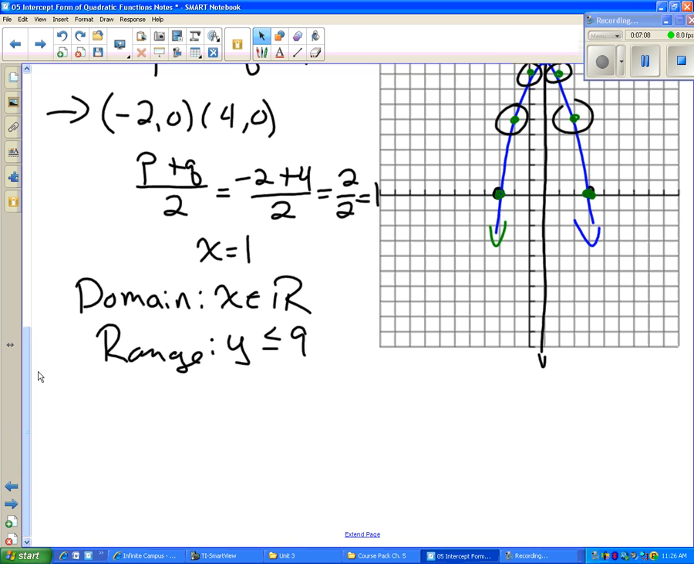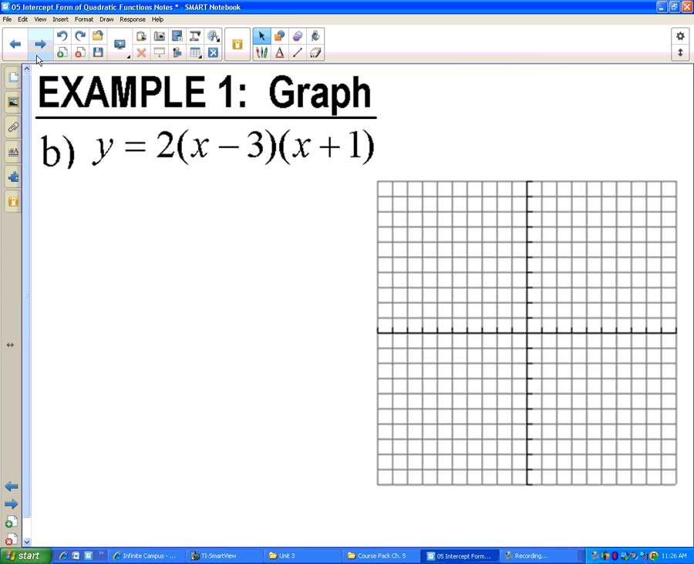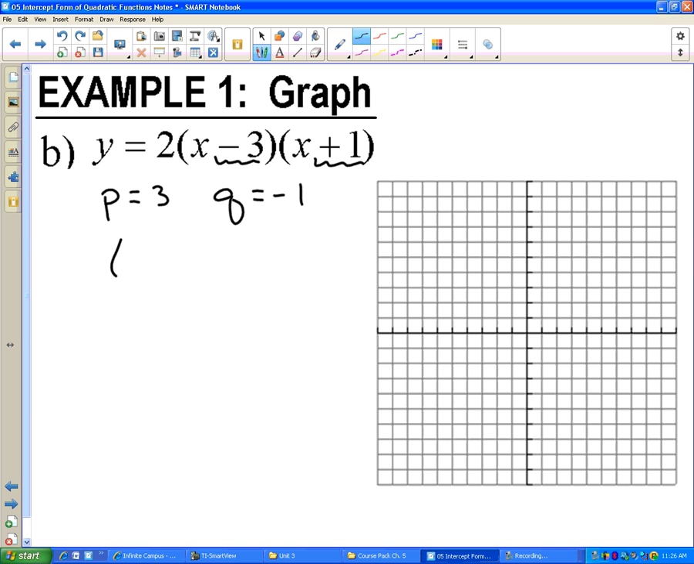I have my graph. Let's try another one. Let's see what the next one looks like. Example 1, part B, graph y equals 2(x minus 3)(x plus 1). A is positive, so this is going to face up. I need to find P and Q. P, I want the opposite of this, which is 3. Q, I want the opposite of this, so this is negative 1. So I have the 2 coordinates of 3, 0 and negative 1, 0. I can plot those 2 x-intercepts.